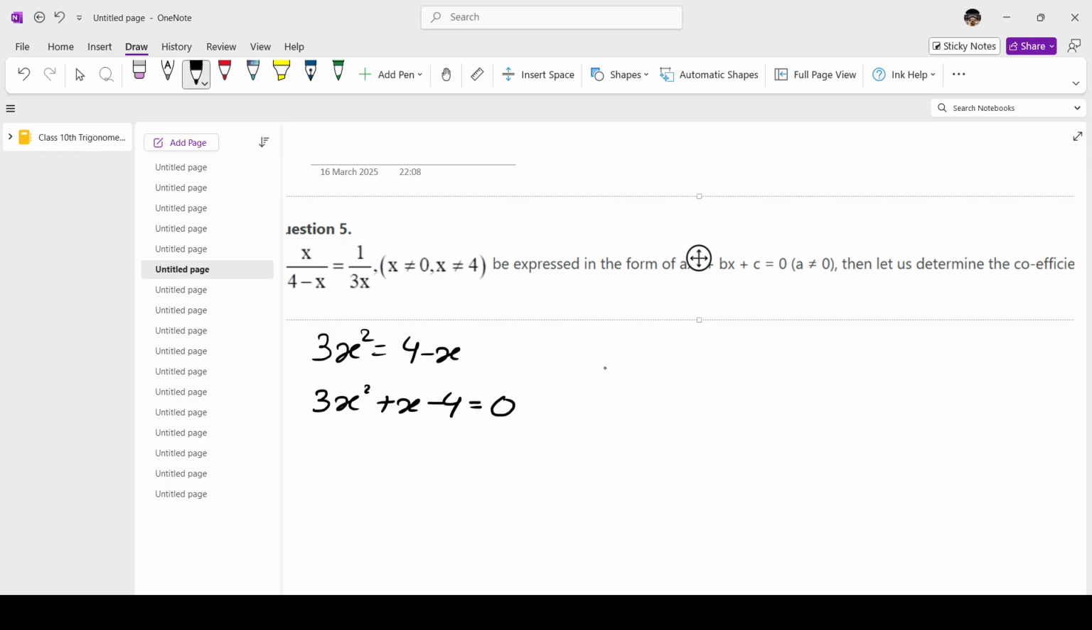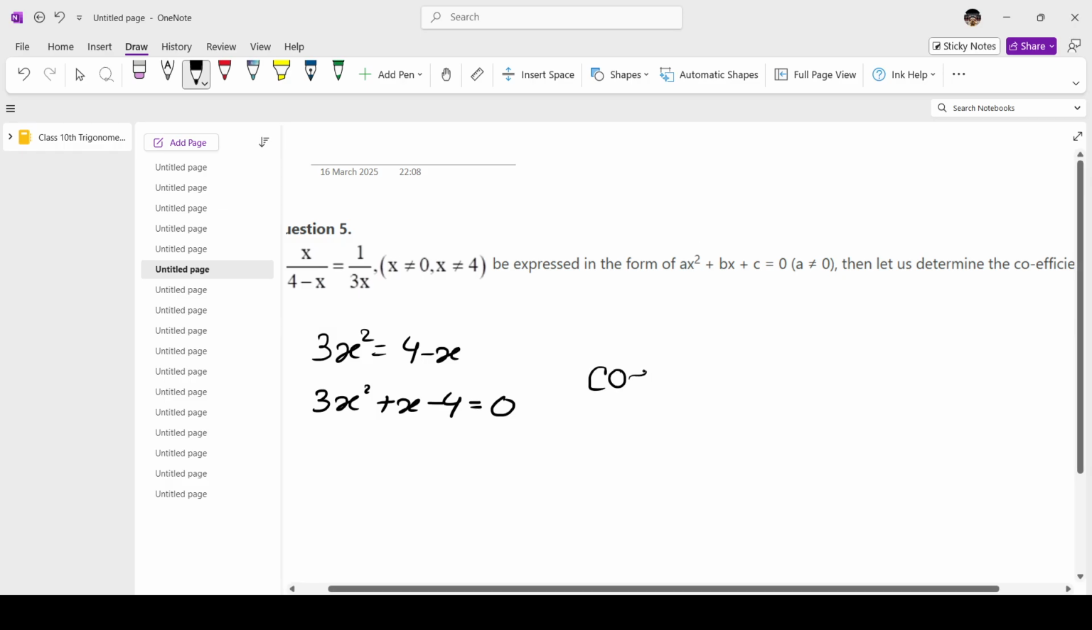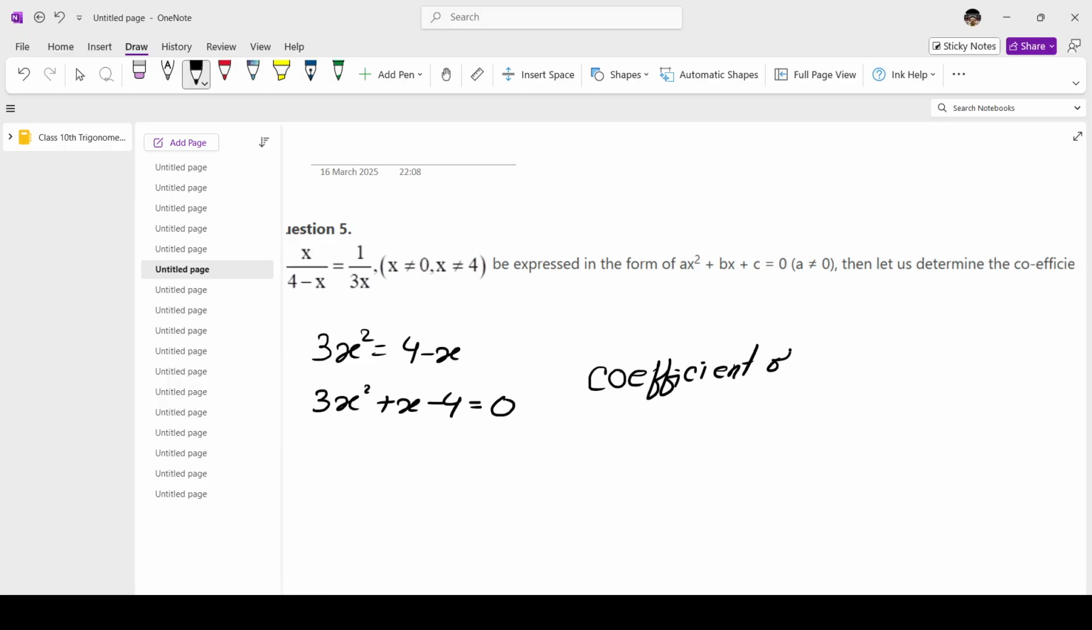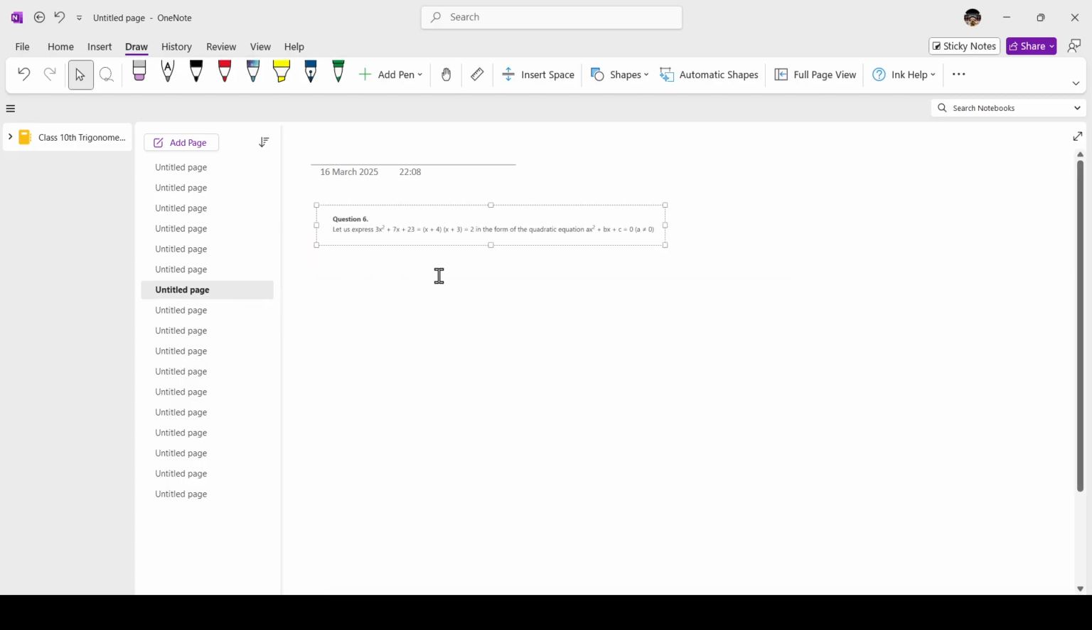The coefficient basically, the coefficient of the variable part, a is equal to 1. Consider the coefficient of x is 1. Nothing else is 1.